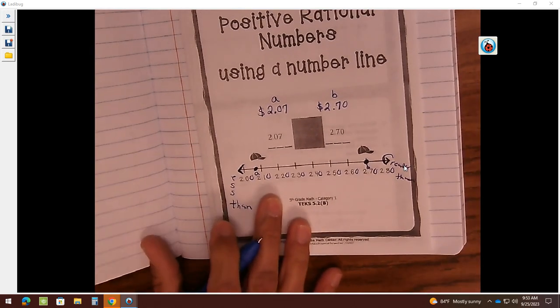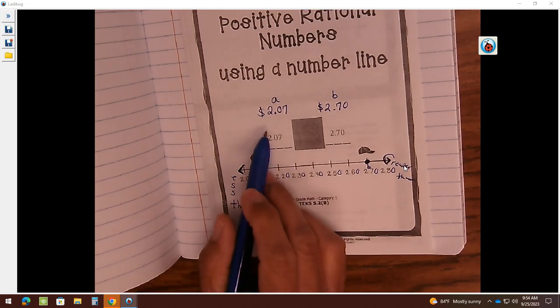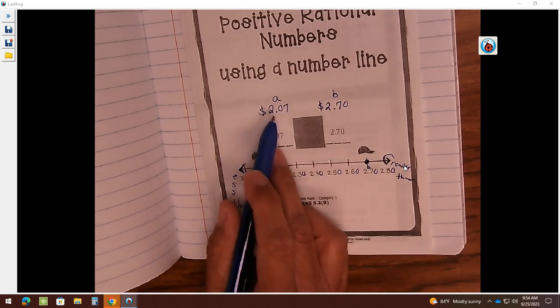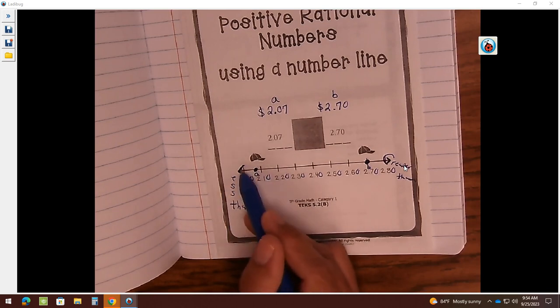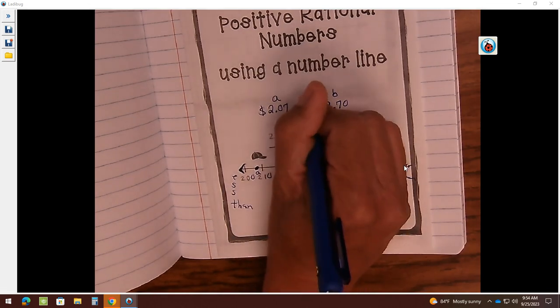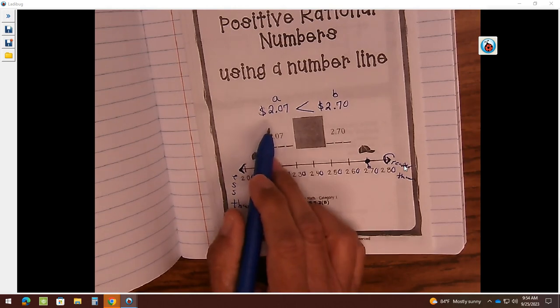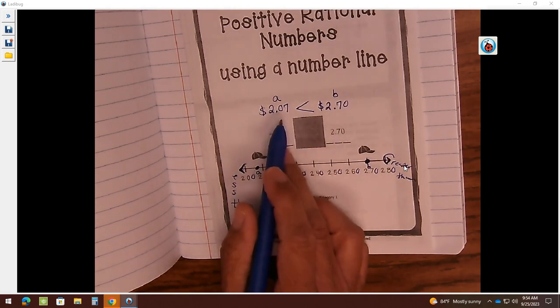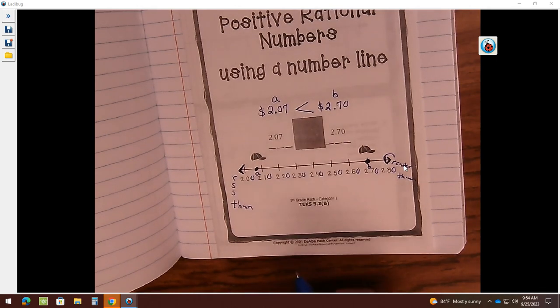How this helps me is this. The first number that came out is 2.07, right? He's more to the left. He's more to the less than symbol. That's why he is less than. Questions? Plus, if you think about it like money, who has more money? 2.70 or 2.07? 2.70. So that's why 2.07 is less than 2.70.